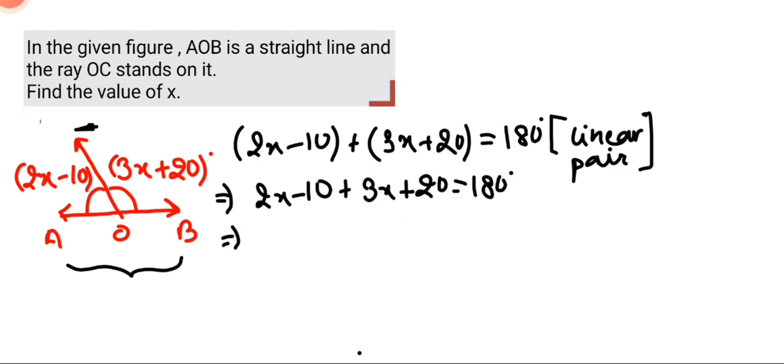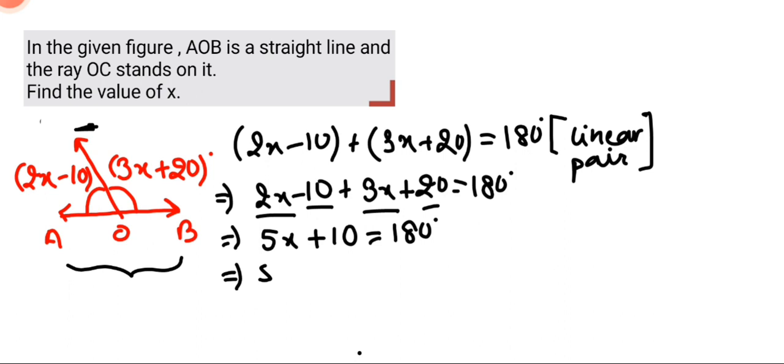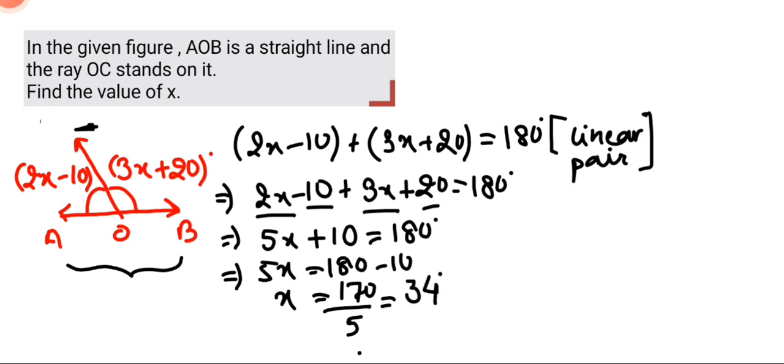Clear? Now here, students, 2x plus 3x is equal to 5x, plus 20 minus 10 becomes plus 10, equals 180 degrees, which can be further written as 5x equals 180, and this plus 10 becomes minus 10, so x equals 170 divided by 5, which can be written as 34. Clear? So x is equal to 34, and, students, we can put the value 34 in place of x in both expressions and we will be able to find these two angles.